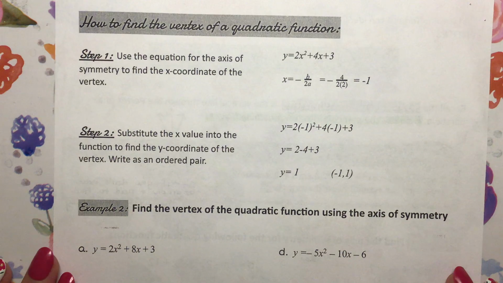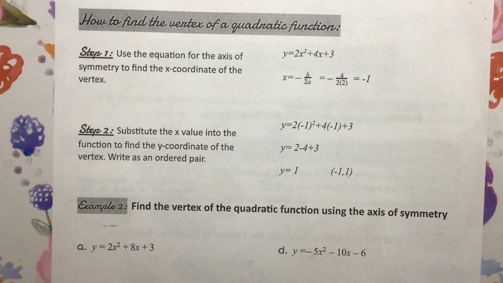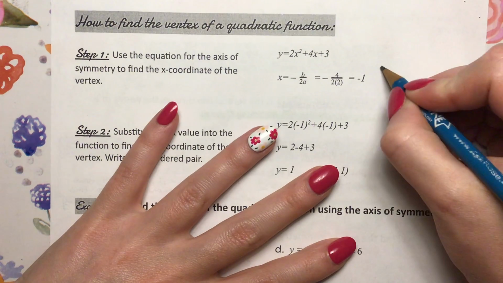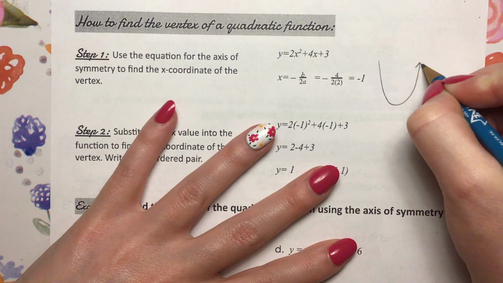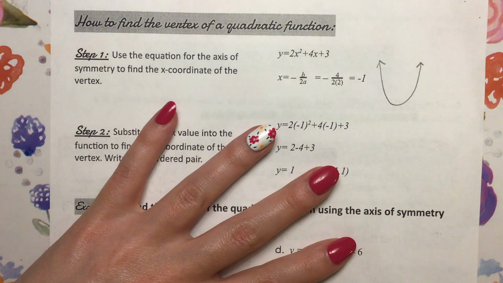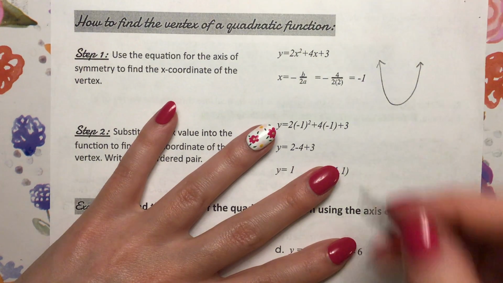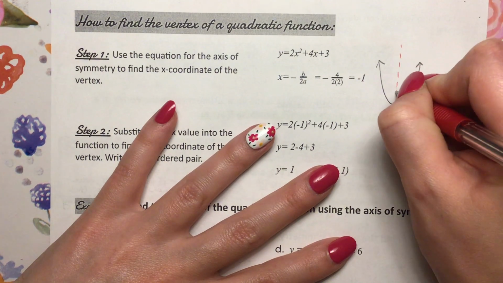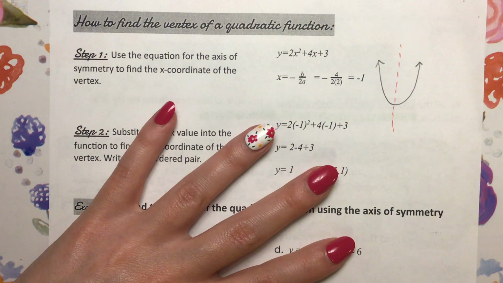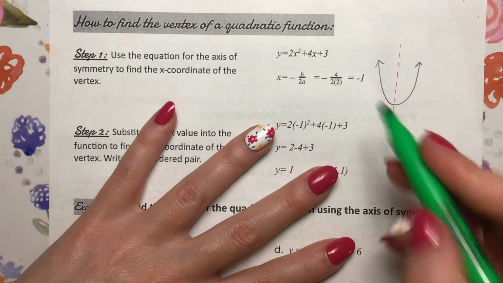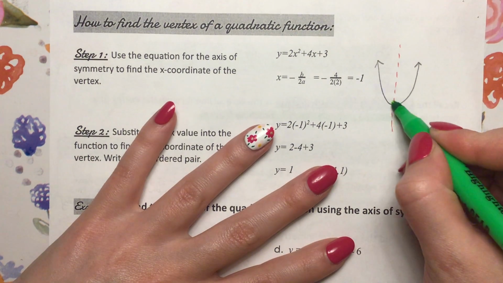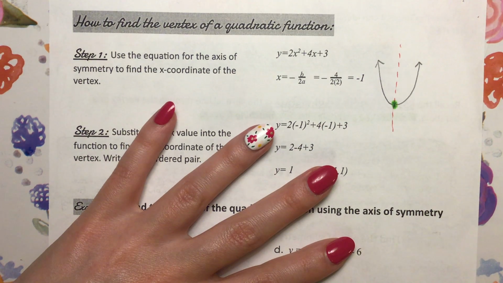How do you find the vertex, though? Well, let's talk about what a vertex is real fast. A vertex is always on the axis of symmetry. So here's the axis of symmetry. The vertex would be this point right here. That's the vertex.